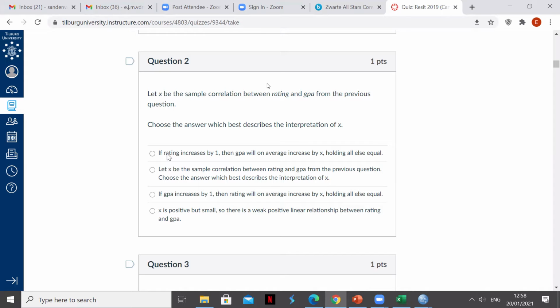Remember, we said three things about correlation which should always be included: the strength, the direction, and the kind of relationship, so linearity. The strength is weak, medium, or strong, and the direction is negative or positive. And that fits the fourth answer. X is positive but small, so there is a weak, positive, linear relationship. Weak is the strength, positive is the direction, and linear is the kind of relationship between rating and GPA. And that is what correlation means. So it must be this answer.